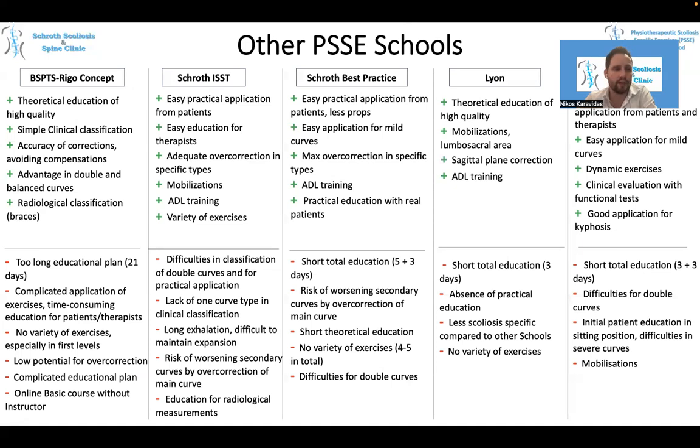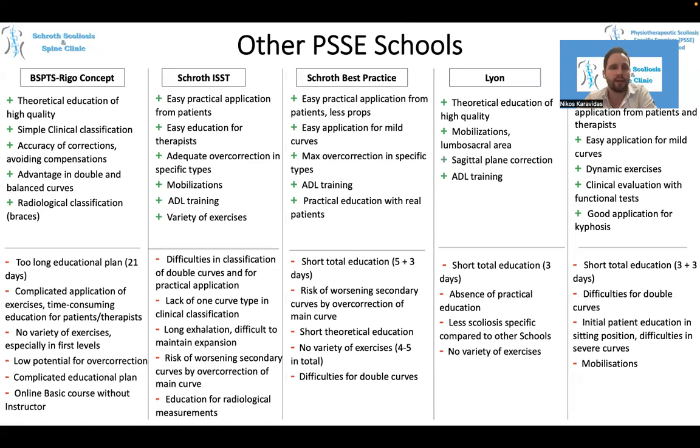Another limitation could be the smaller variety of exercises compared to other schools, especially in the first levels. So until level 1 in the Barcelona school, there are only 5 positions to treat your patients, and maybe this could not be enough in some cases. There is low potential for overcorrection because only one type of this school can get an overcorrection for the main curve. There is a quite complicated educational plan and online basic courses given without an instructor. So these could be potential limitations of the school.